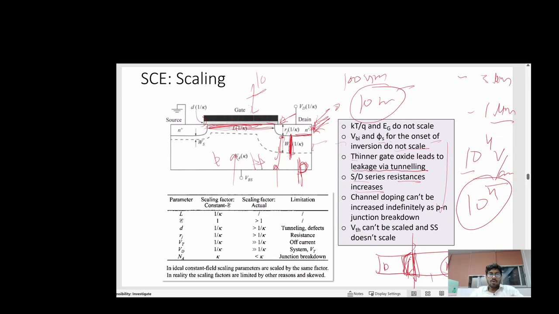Okay, so these are the scaling things. The electric field E we have kept one. We are not scaling the electric field. So this is the constant electric field scaling. Whenever we are doing the scaling, we need to keep in mind that it is always done at constant electric field scaling.